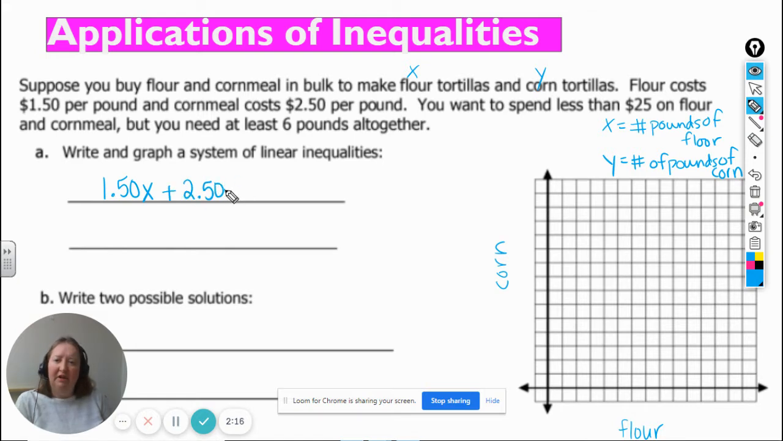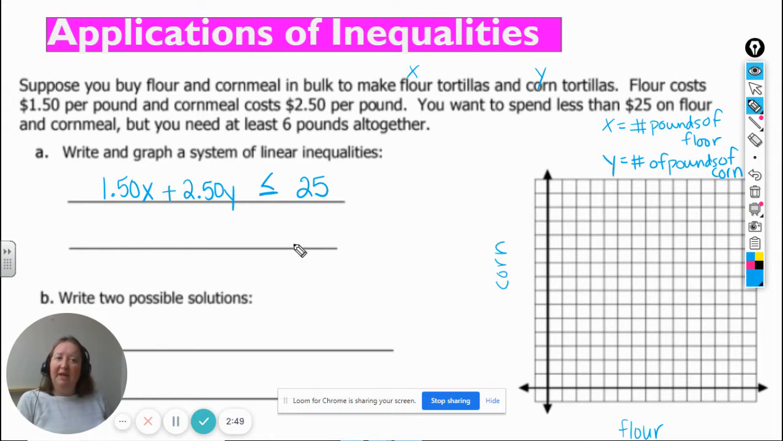Why plus? Because we're adding up all the things that we're spending money on, and then we want to spend less than $25 on it. So 25 is our total. Is it okay to spend exactly $25? Sure. So we write or equal to. Otherwise, we want 25 to be a bigger number than what we owe. Okay? So that's why we want this inequality symbol to go that way.